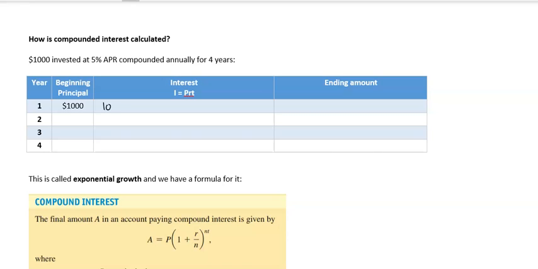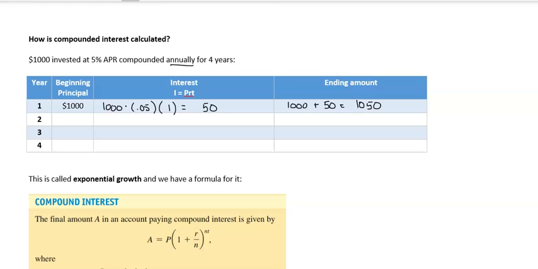So we've got 1,000 times, they said that it's going to be 5%, which is 0.05, times once a year. So it's annually, so once a year. And that is going to give us $50 in interest at the end of the first year. Okay, so at the end of the year, we have $1,000, which was our principal, plus $50, which was our interest. So we get $1,050.